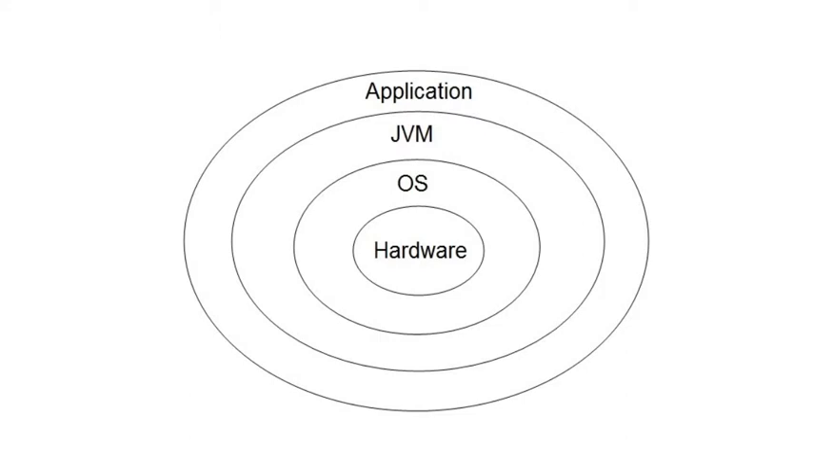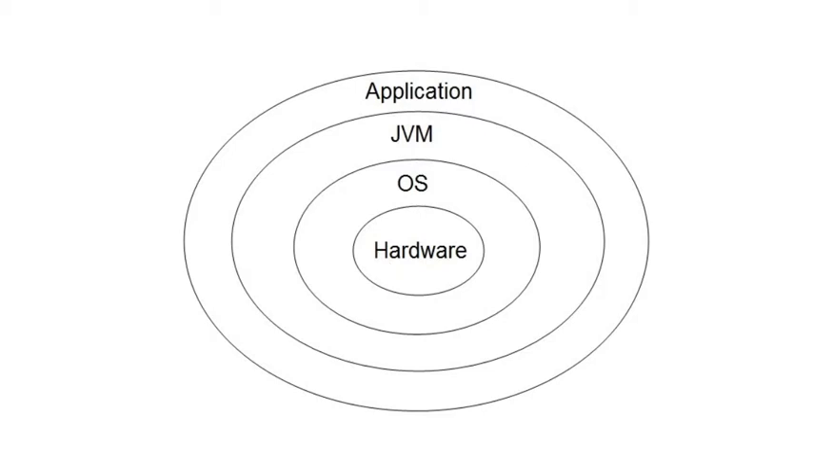Today we are going to learn about how Java is platform independent. So with the help of this diagram, we can understand the different layers of the computer system. First of all, we have a hardware layer. Then above the hardware, we have the operating system. In a simple computer system, the application layer interacts directly with the operating system, and that operating system deals with the hardware to perform the action.